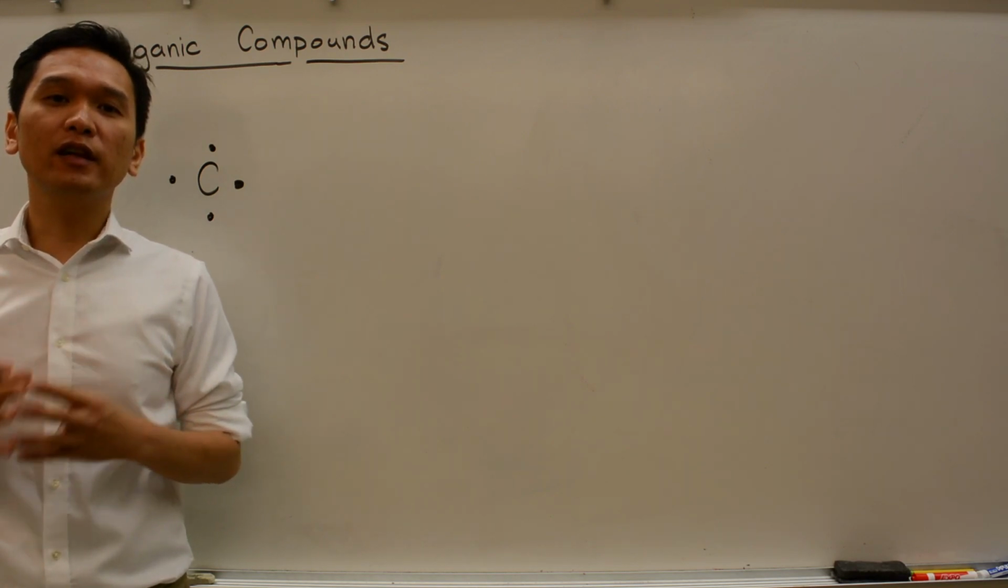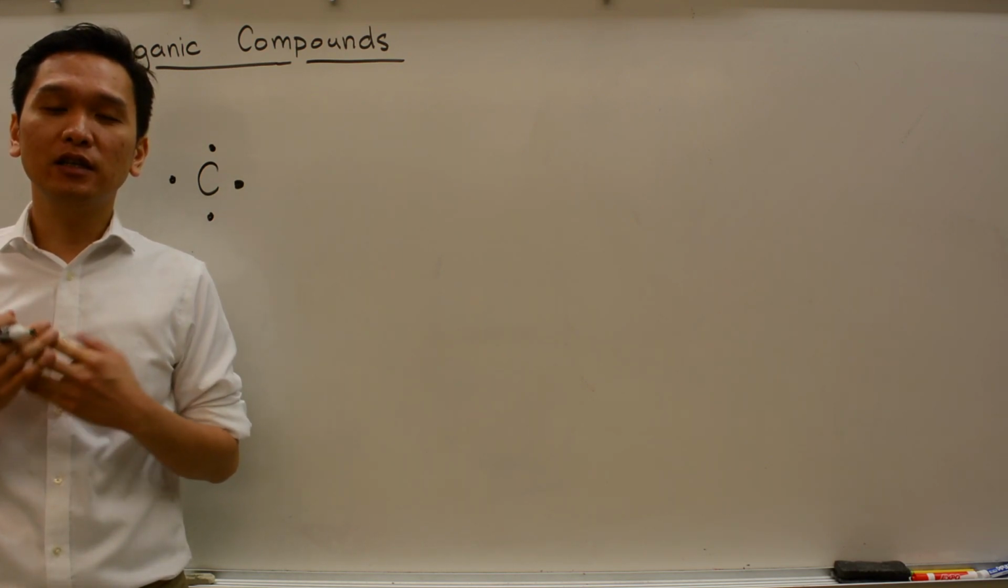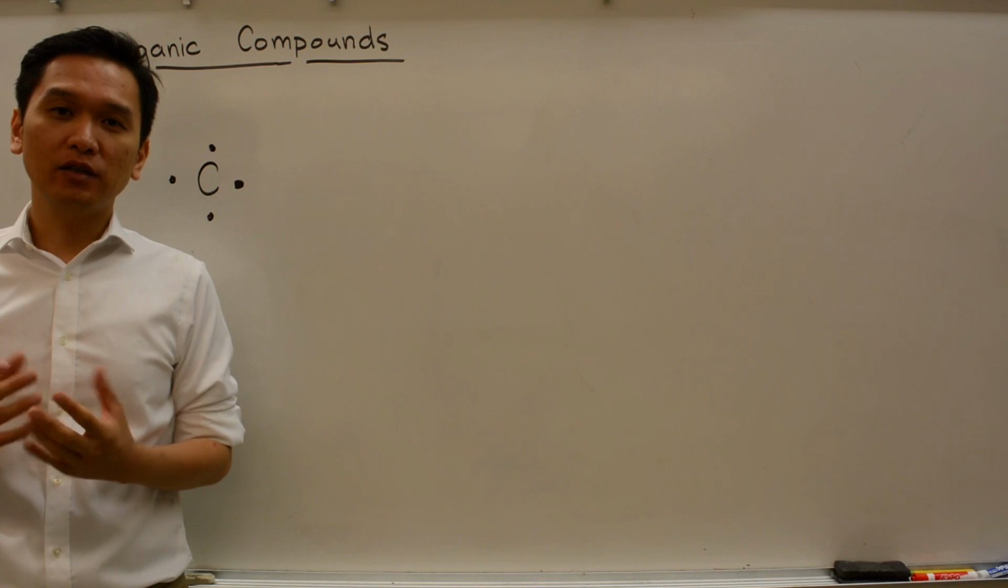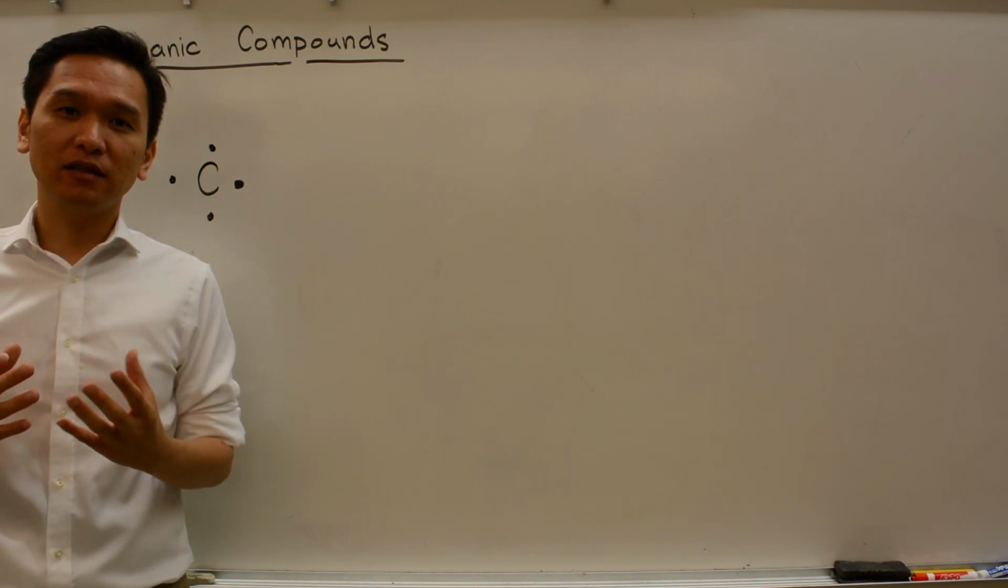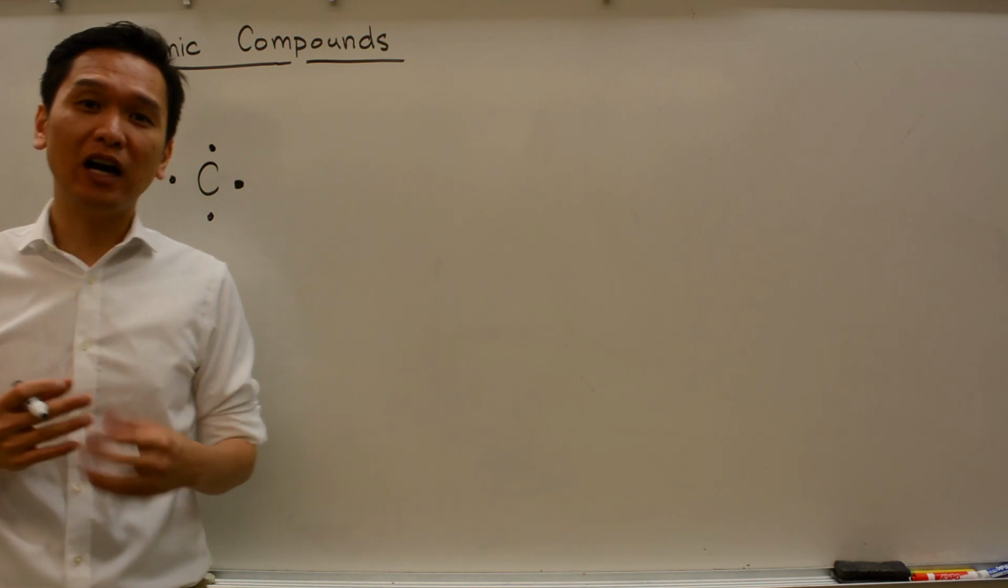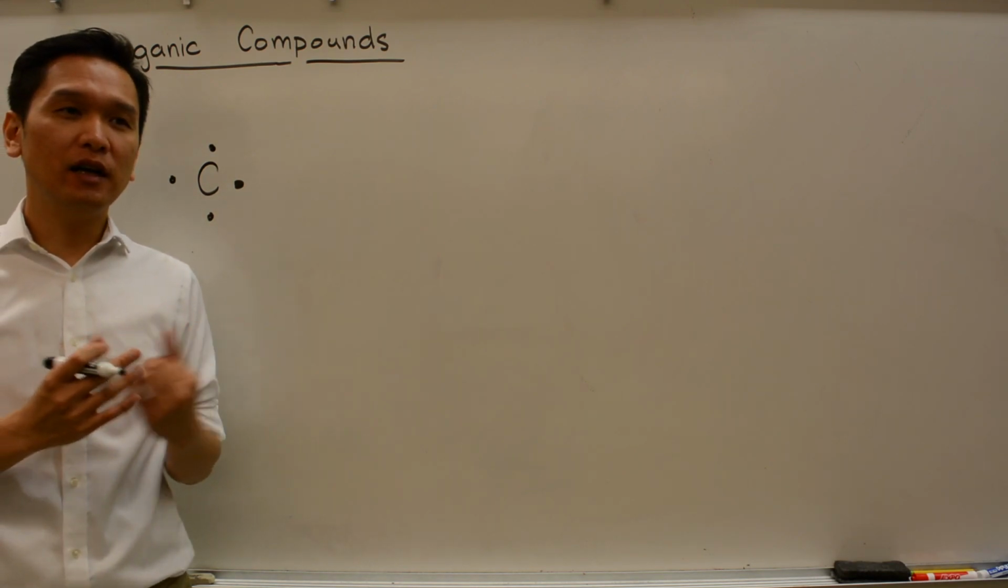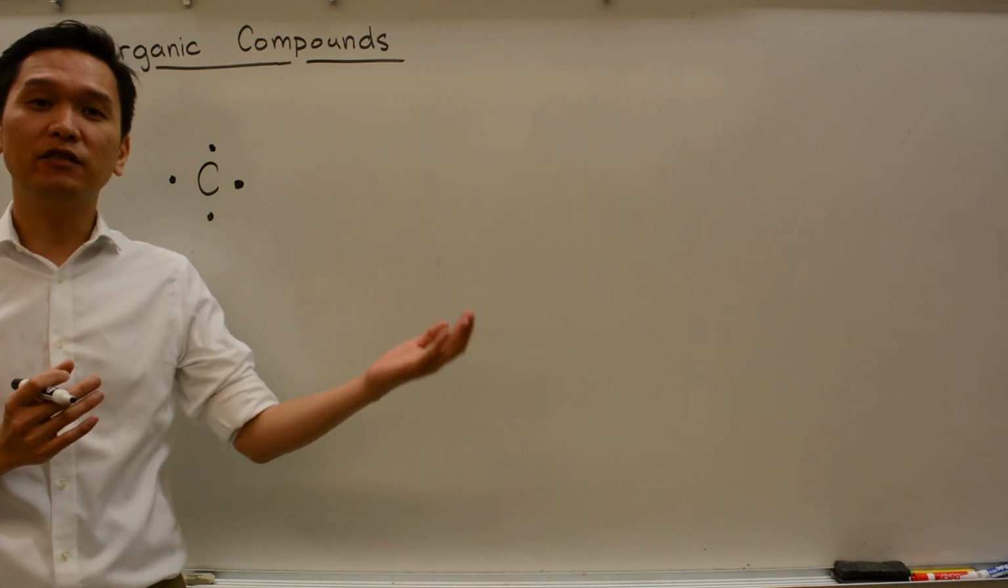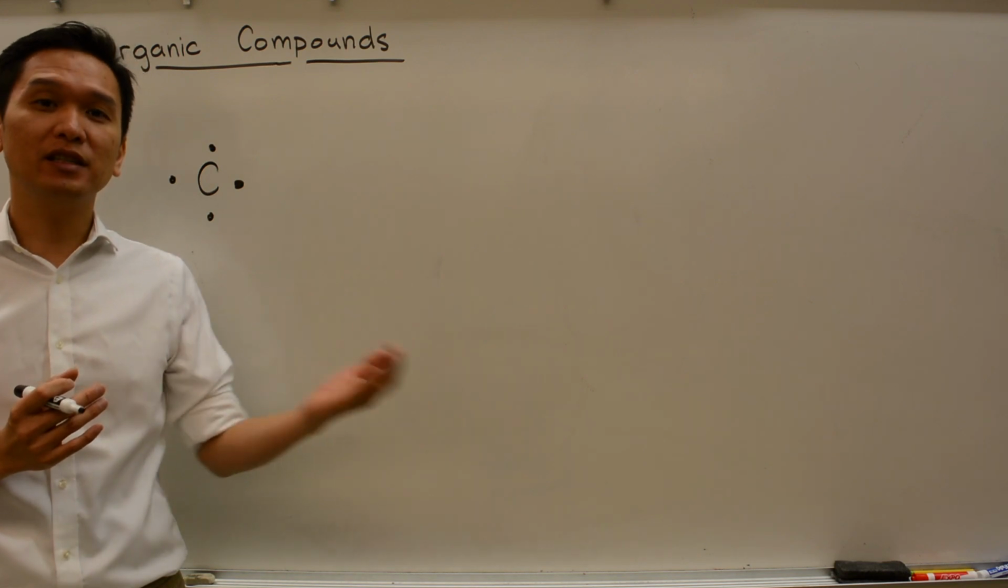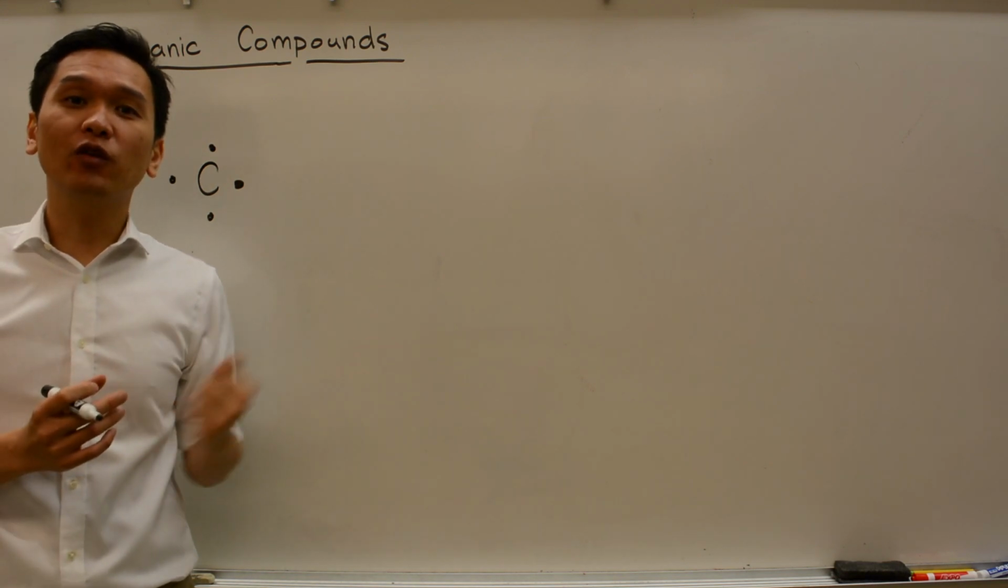Now, if you have only 4 electrons, how many more electrons do you need to become a happy atom? You need to obtain an octet of electrons, right? So you need 8 electrons. So how many more electrons does it need? It needs 4 more electrons. Because it needs 4 more electrons, it's going to covalently bond 4 more times.